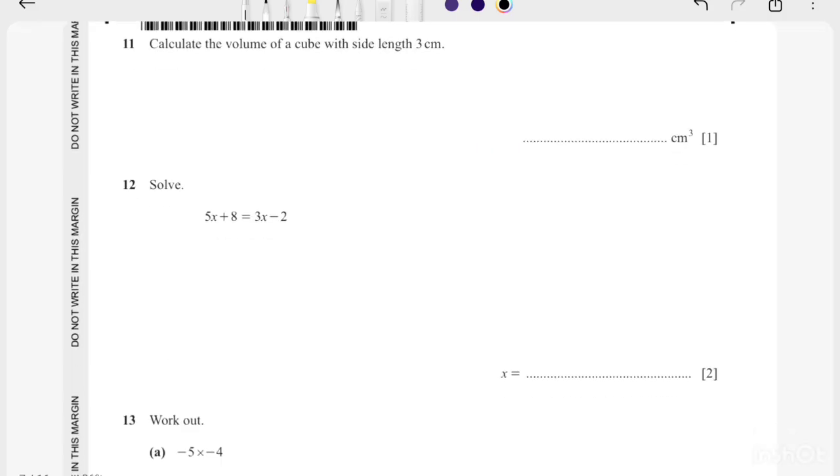Calculate the volume of a cube with side length 3 centimeter. We know that the volume of a cube is equal to L times L times L, and it can also be written as L cube. As a cube has all sides the same, it will be the cube of 3, that will be 3 times 3 times 3, and 3 threes are 9, 9 threes are 27 would be the volume.